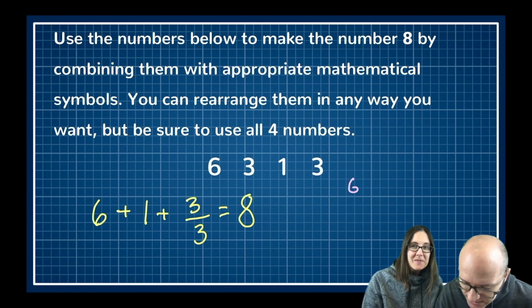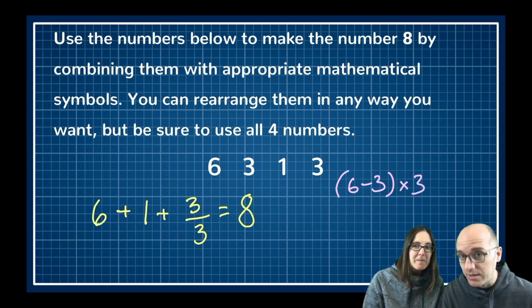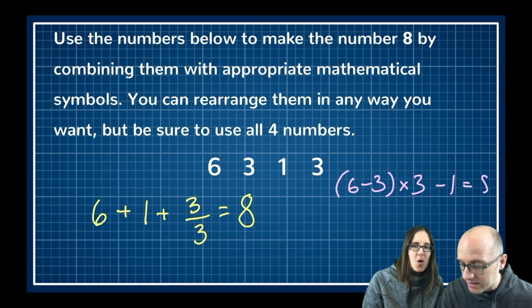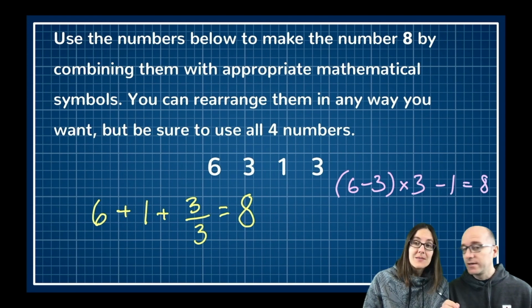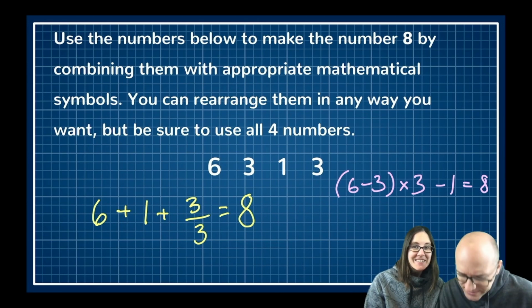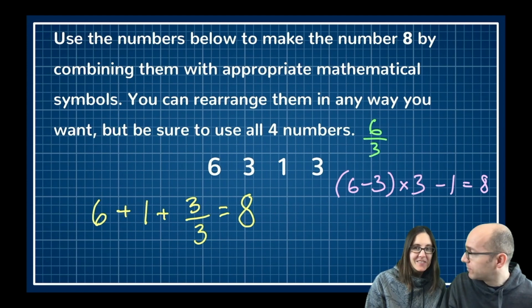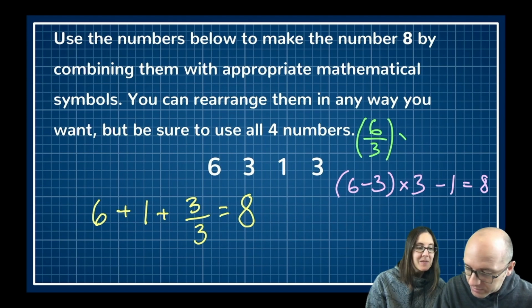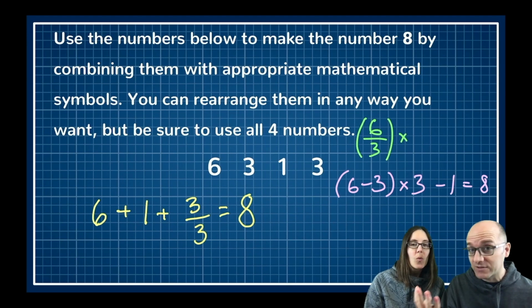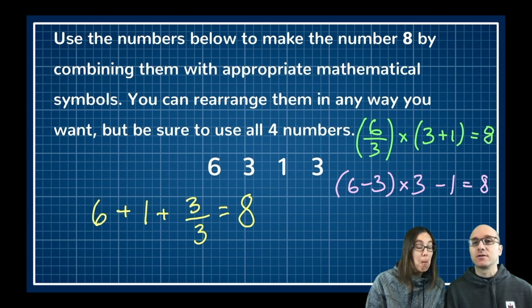What if we had done 6 minus 3 times 3, so that's 3 times 3, minus 1. That would give us 8. Nicely done. I didn't see that one at all. Or the other one I saw was if we did 6 divided by 3, that would be the number 2, right? Okay, well we could multiply 2 by 4, and that would give us 8. So to get 4, we would do 3 plus 1. And that uses all our numbers.